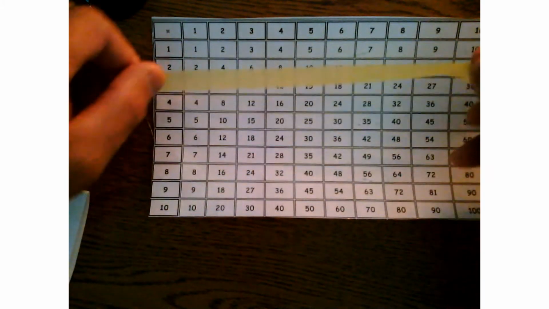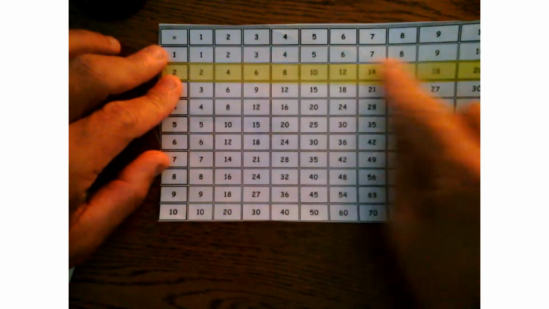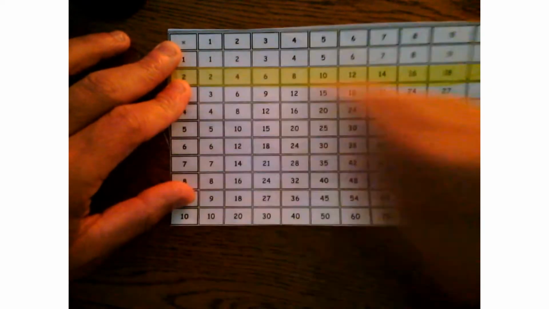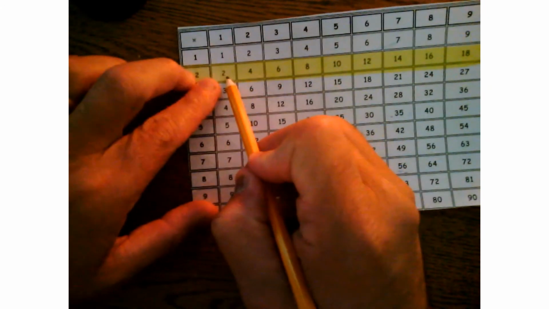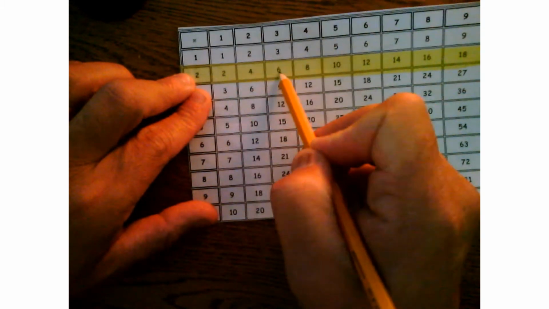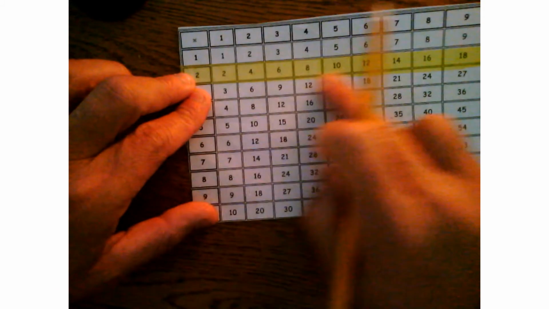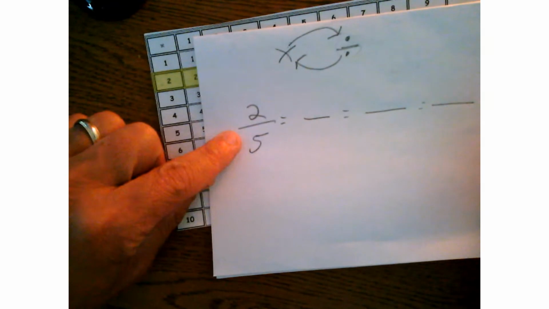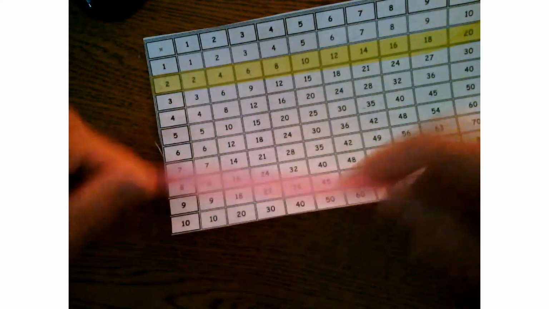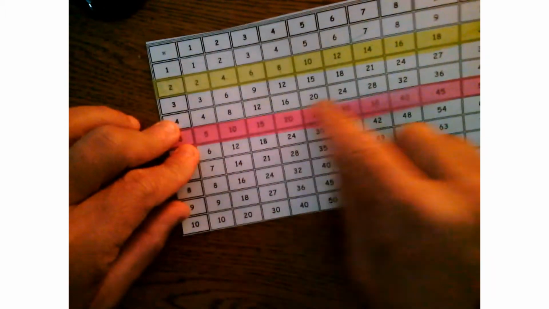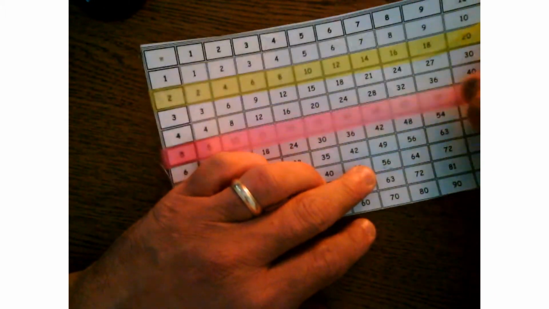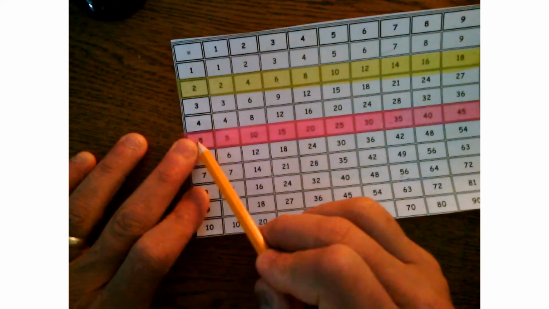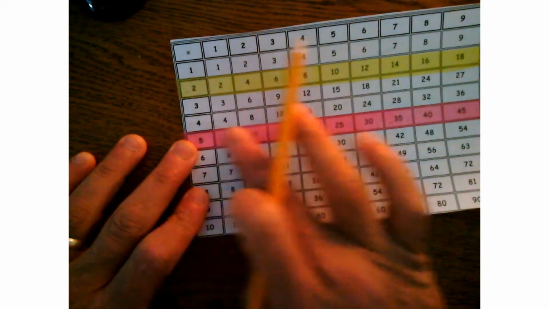We have 2/5. So I'm going to highlight the 2 row. Excuse me, that's not a column either. That's a row. These are columns. These are rows. So like 2 times 1 is 2. 2 times 2 is 4. 2 times 3 is 6. 2 times 4 is 8. So 2, 4, 6, 8, 10. This just shows you your multiplication table for 2. And I said we're going to deal with 2/5. So we're going to make the other one 5. So 5 times 1, 5 times 2, 5 times 3, 5 times 4. This is your 5s.